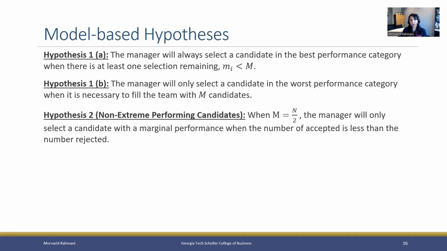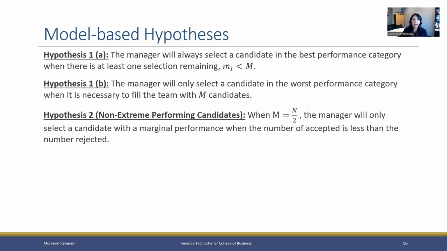We show that the manager should always select a candidate who is in the best performance category, and the manager should not select a candidate in the worst performance category unless it is necessary to fill up the team. As the second hypothesis is focused on non-extreme performing candidates, we can show that there is an optimal decision rule here when the manager can select up to half of the candidates that he or she is evaluating.